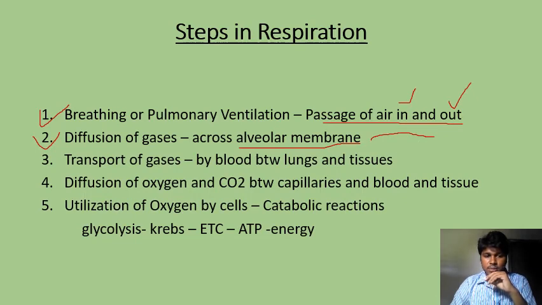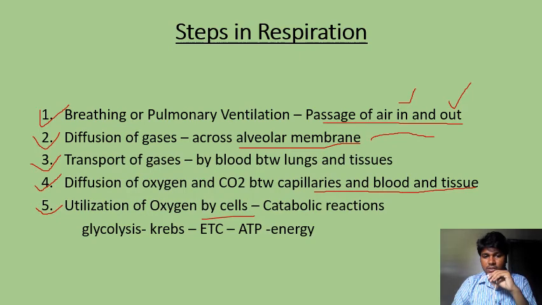The next is transport of gases. That means whatever the oxygen mixed with the blood, it is carried with the blood vessels and reaches to the tissues and cellular level, so that oxygen is supplied to each and every cell of the body. And after reaching to the cell, then the cellular respiration starts. The next process is diffusion of oxygen and carbon dioxide between capillaries and blood tissue. Just now I said it is the exchange. And the next, utilization of oxygen by cells.